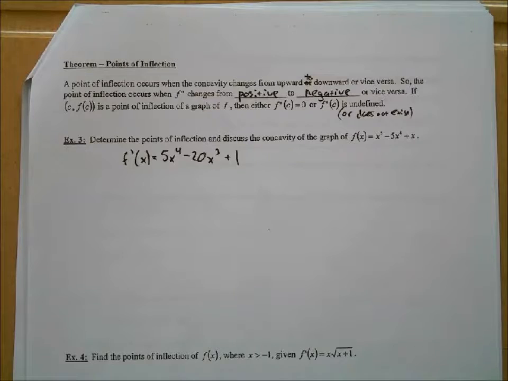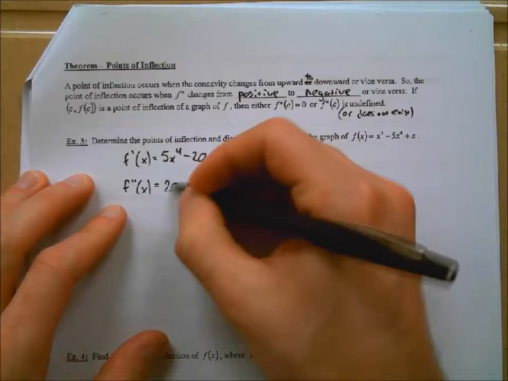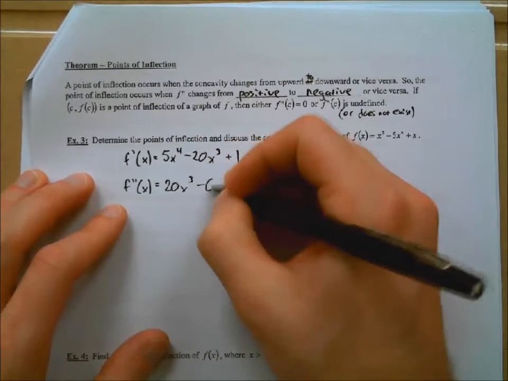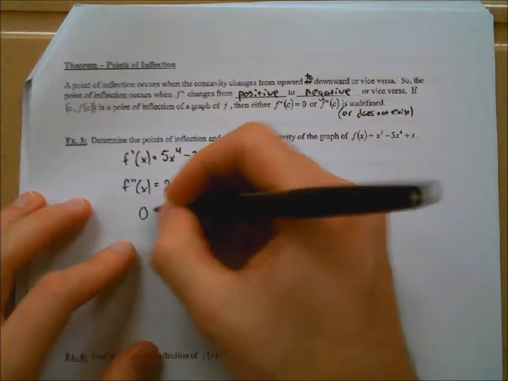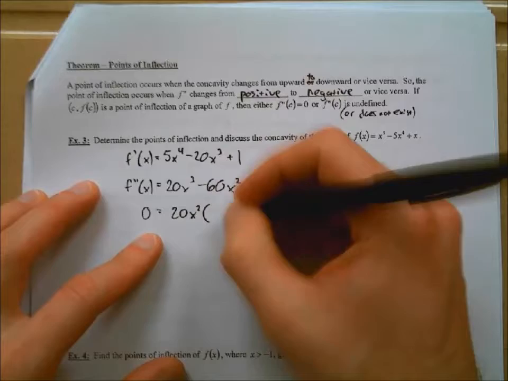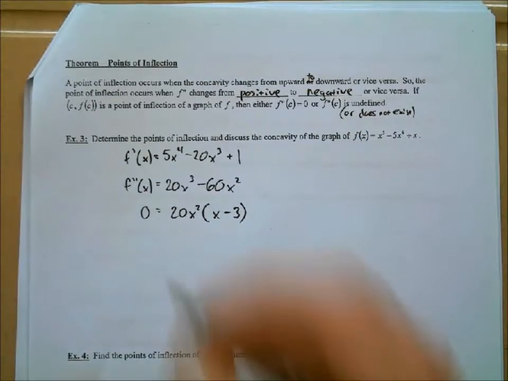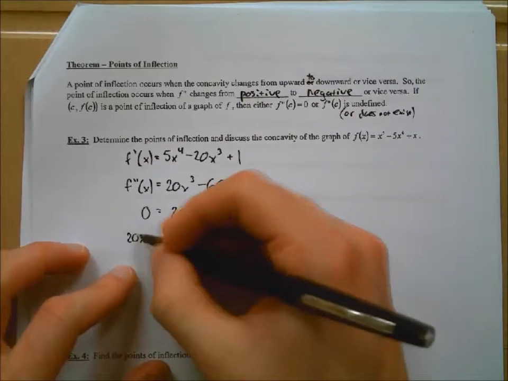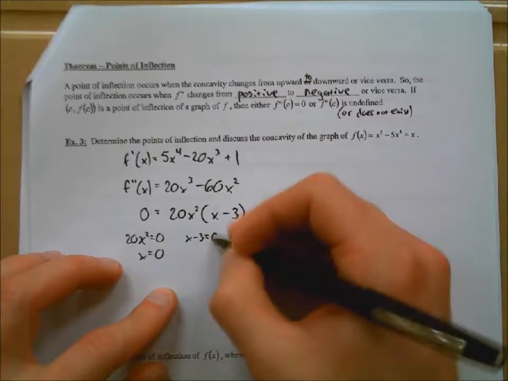All right, and then the second derivative would be 20x to the 3rd minus 60x to the 2nd plus 0, because the derivative of 1 is 0. We'll set this equal to 0. And then I'm going to go ahead and factor some stuff out here. I can factor out a 20x squared, it looks like, so I'll be left with x minus 3. And so we get that 20x squared equals 0, so x is 0, and x minus 3 is 0, so x is 3.